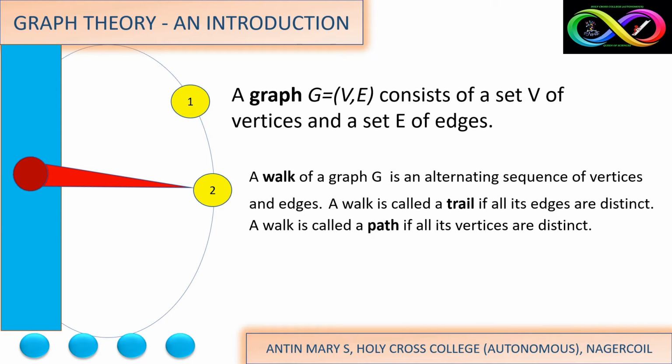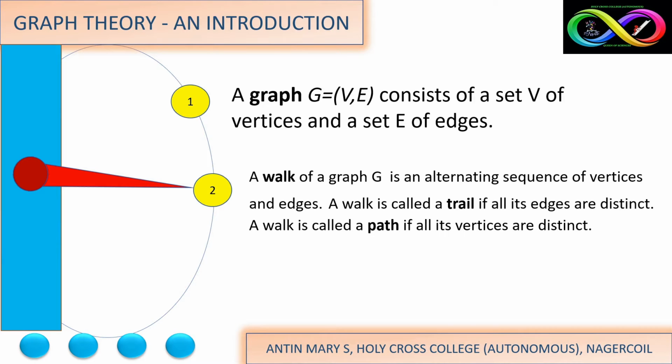So let us now see what's a walk. A walk of a graph G is an alternating sequence of vertices and edges. A walk is called a trail if all its edges are distinct. A walk is called a path if all its vertices are distinct. So, what's a walk? You just start from a place, proceed in one way, and end in another place, again proceed. So, a walk is an alternating sequence of vertices and edges. Vertices and edges could be repeated.